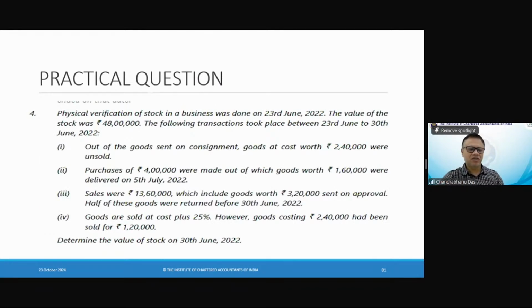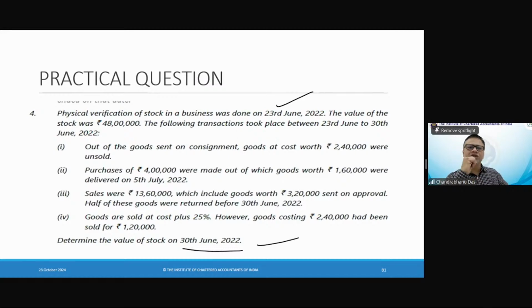So this is the last practical question which we'll be solving, after which we'll be going to the foundation questions. Now, if you see in this question, physical verification is done on 23rd June, where the value of stock is 40 lakhs, but your value of stock is to be determined on 30th June. In between 23rd and 30th June, these are the transactions. So I have done the physical verification on 23rd June, but I have to calculate the value of stock on 30th June. That means I have to calculate the closing stock here. I have the information on opening stock and I have to calculate the closing stock.